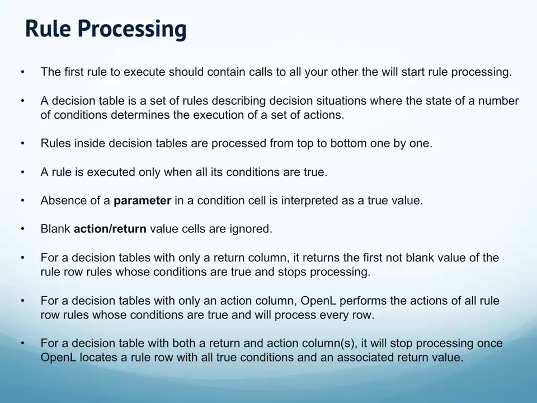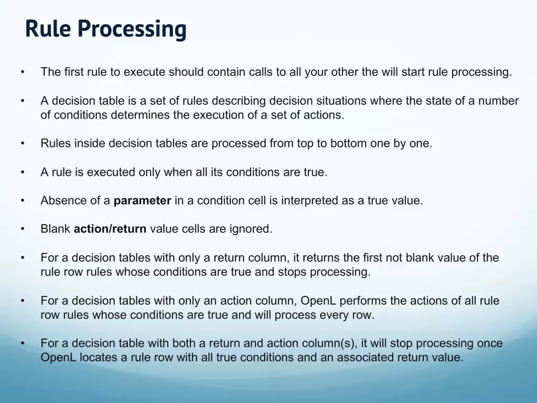Not listed on here is if you had a decision table that only actually had an action column, and we didn't really talk about actions, but they perform some type of processing when all of the conditions are met. But if you just had an action column, OpenL Tablets actually will go through each rule row to see if they result in all true conditions met, and those that do have all true conditions will execute whatever's in the action column, and it'll go through any action column. It doesn't stop processing like when you have a return column.